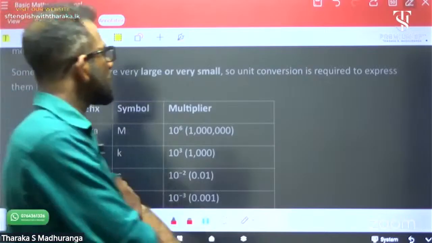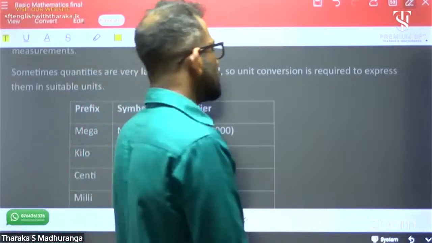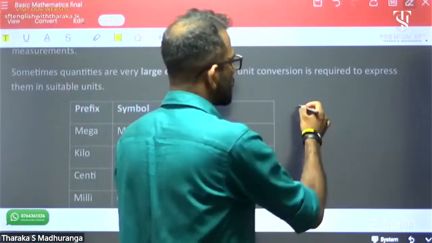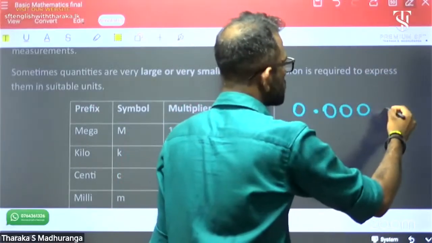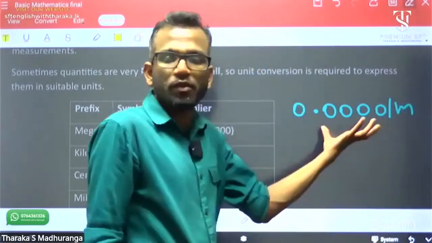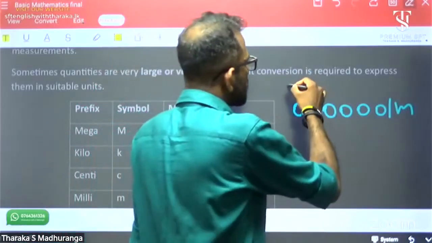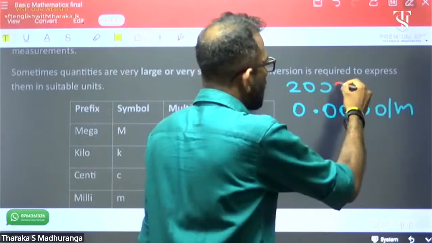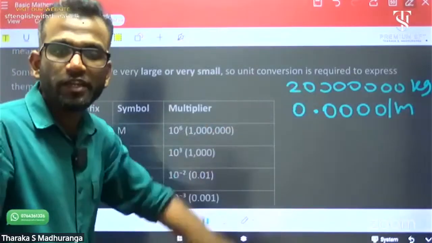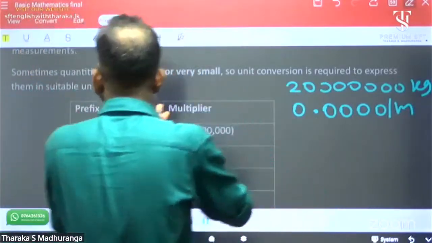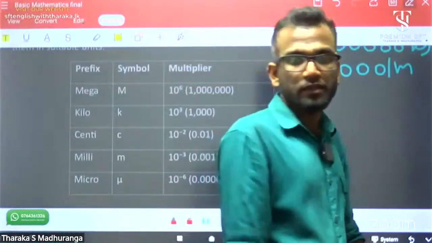Sometimes quantities are very large or very small. So, unit conversion. Think, if we take 0.00001 meter, can you understand the quantity? Can you understand the size? Very difficult, right? If we take a very large number of kilograms, can you understand the amount? No, very difficult. That's why we use different methods to simplify these values.